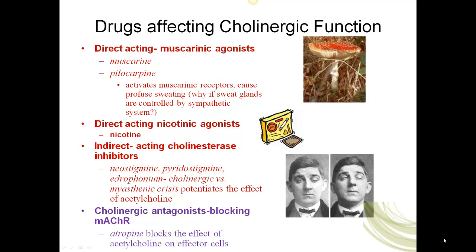Now, direct acting nicotinic agonists, well, nicotine is the example. So the nicotinic agonists are going to target nicotinic acetylcholine receptors. I'll remind you, those receptors are found on the postganglionic cell bodies for both divisions of the autonomic nervous system, and they are the most robustly expressed receptors on skeletal muscle. But they are not the only acetylcholine receptor on skeletal muscle. I should say there is also the muscarinic variety.